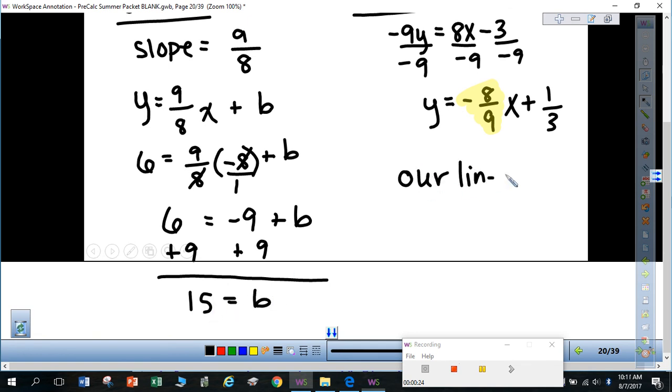So again, the final answer for our line: our slope is 9/8, our y-intercept is 15. This is the slope-intercept form, so it's y equals 9/8 x plus 15.